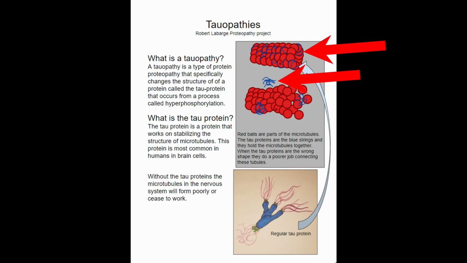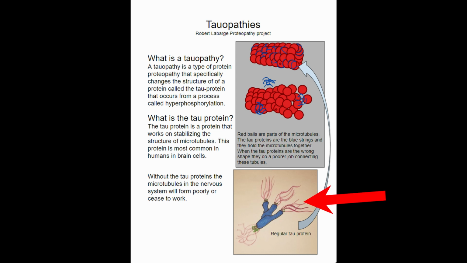This image is a standard microtubule, but only a small section of it. The red balls would be a normal microtubule protein, and then the blue string-like structures are the tau proteins. I also drew a tau protein right here. It is what the blue structures look like normally. It has the tendrils coming off of it. That's what it uses to link together the small parts of the microtubule.